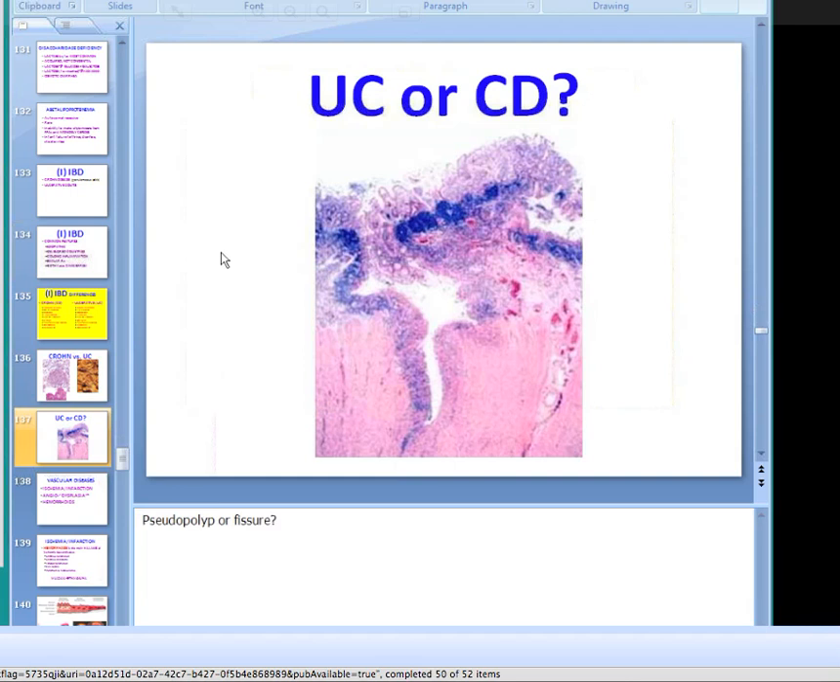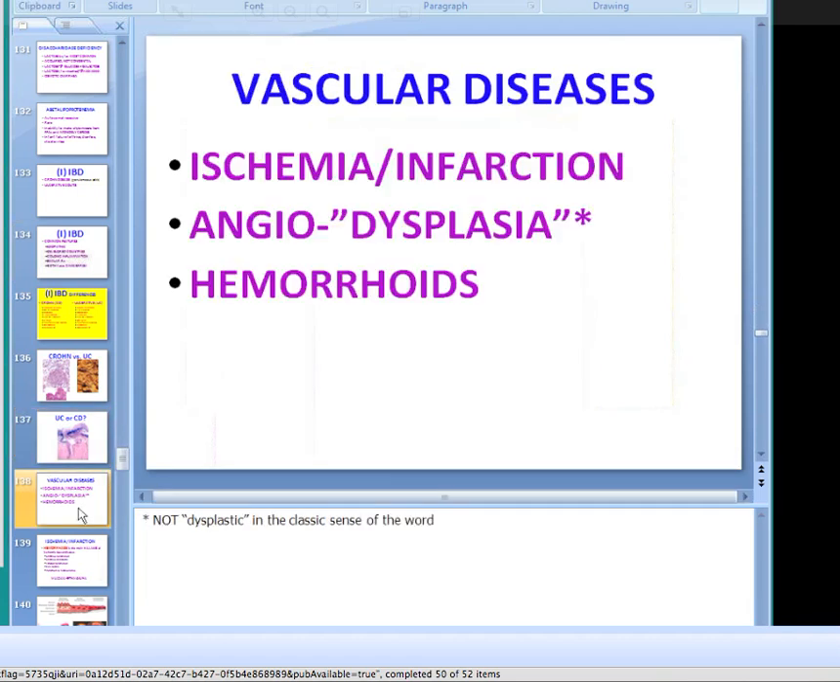So here's your question. Now that you're an expert, is this ulcerative or Crohn's? Well, if you look closely, you might think, well, gee, this is kind of looking like a pseudopolyp, so maybe it's ulcerative. But look deeper. Look at this, it's a fissure. This is involving the muscularis. Ulcerative never does that. So this is Crohn's disease because Crohn's disease is a transmural inflammation, all four layers. Ulcerative disease is more primarily mucosal.